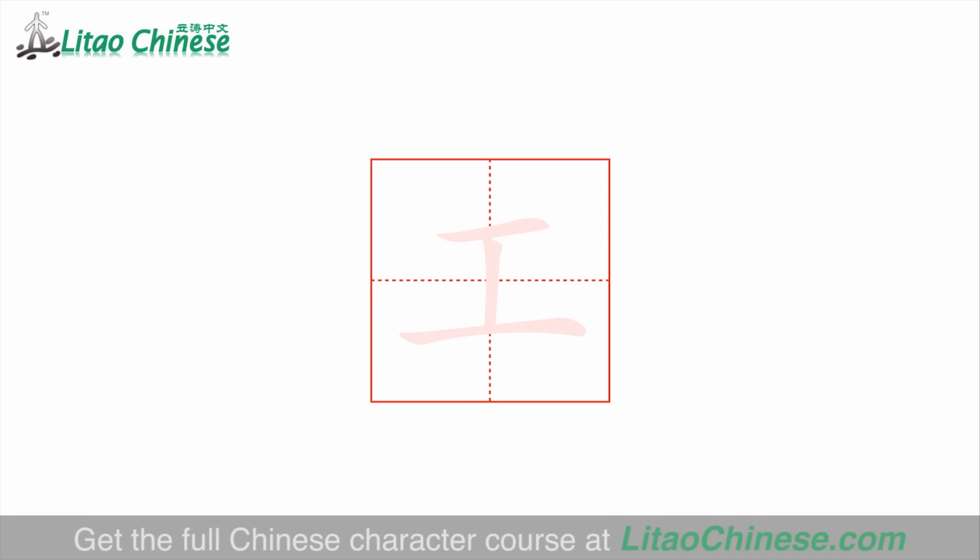Here is the correct stroke order of 工. Write the top short 横 first, then the vertical stroke 竖. The last is the bottom 横, which is longer than the top one. 3 strokes in total. One more time. 横, 竖, 横, 工, tool, or to work.